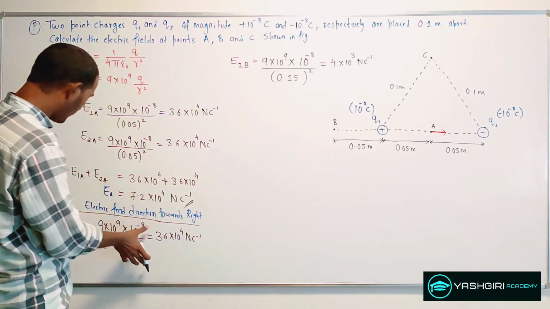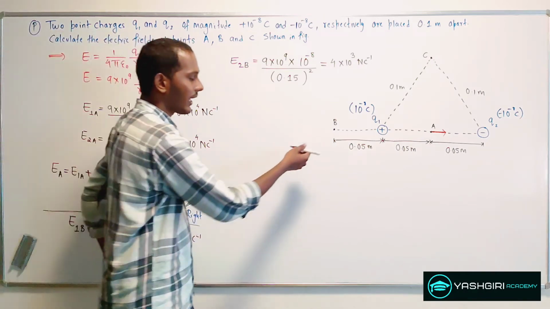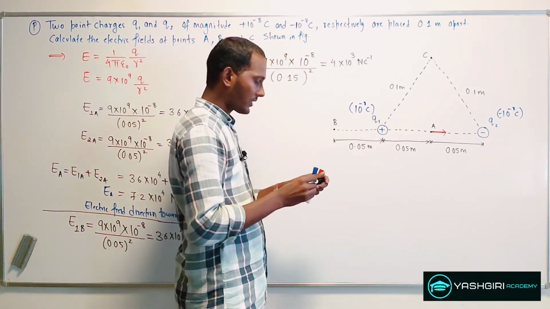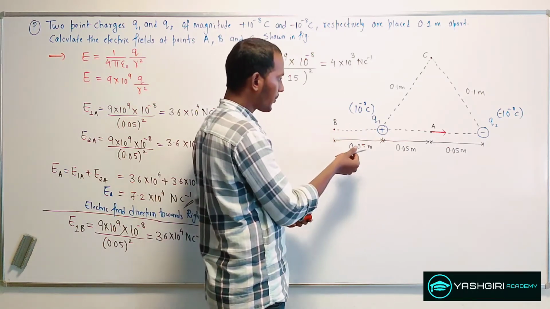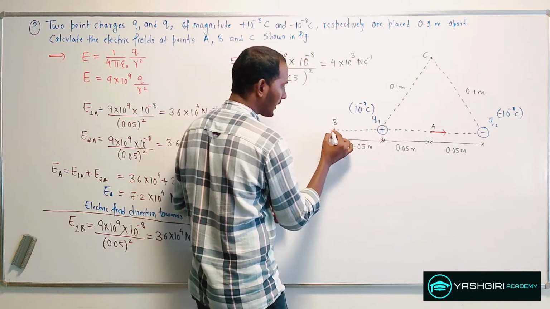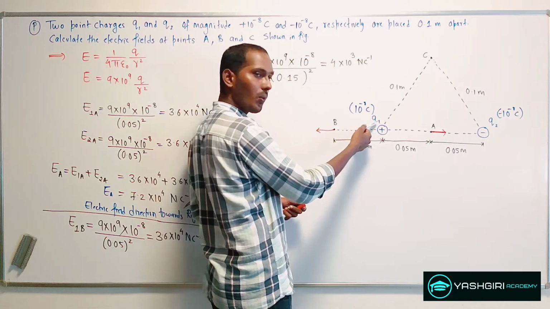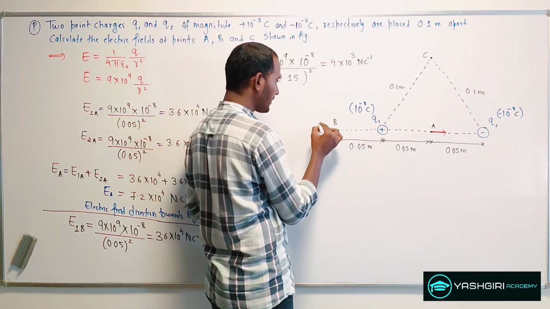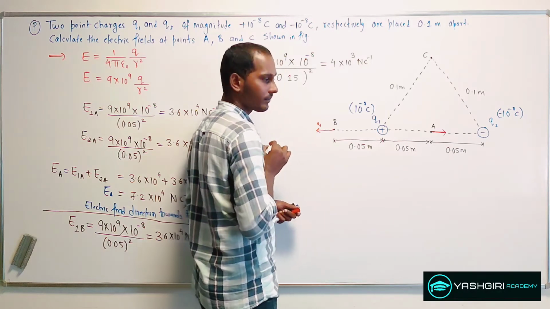So let's see the direction of the electric field due to the charge Q1. It should be radially pointing outwards for the positive charge. So it is like this. Here the direction at this point B will be towards the left. That is due to the charge Q1.